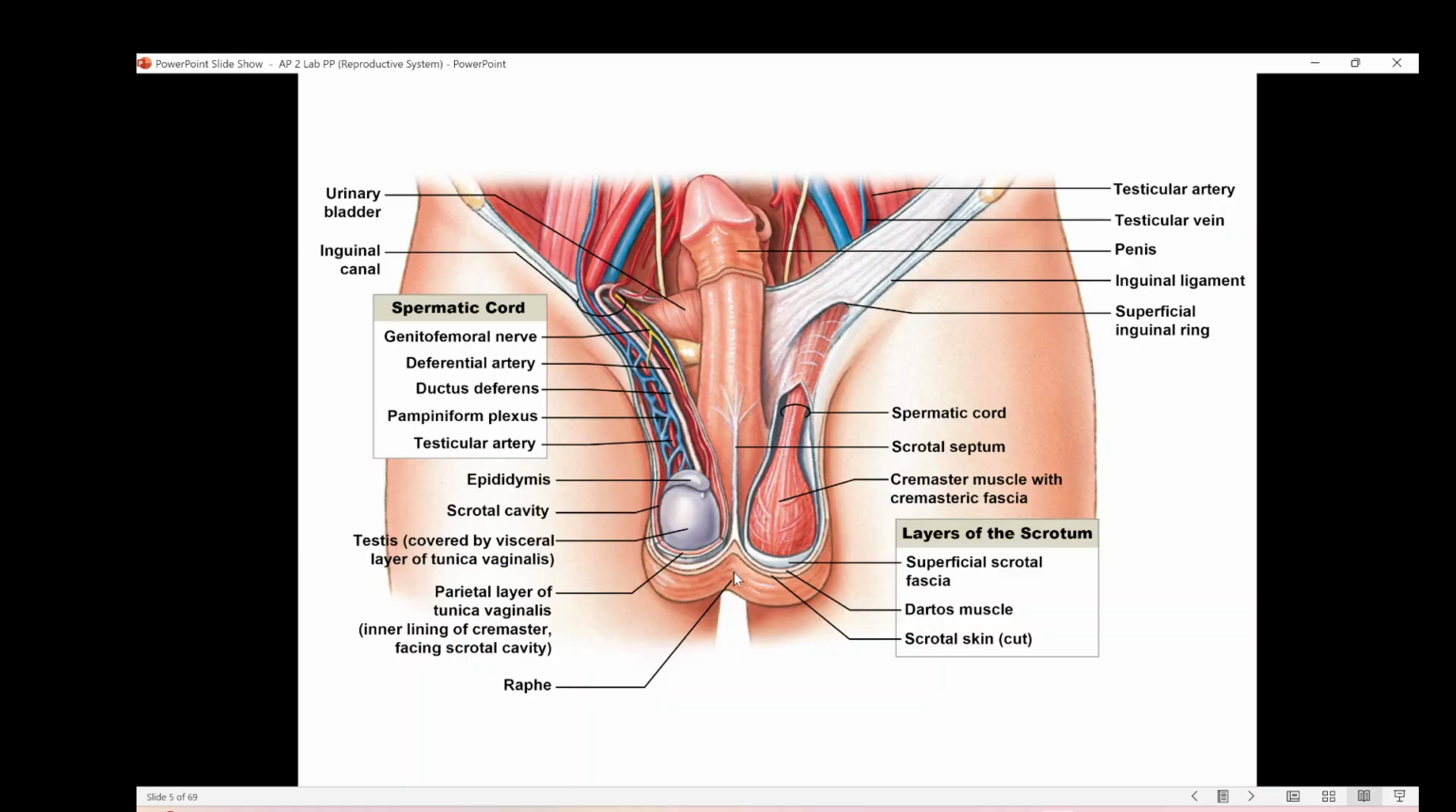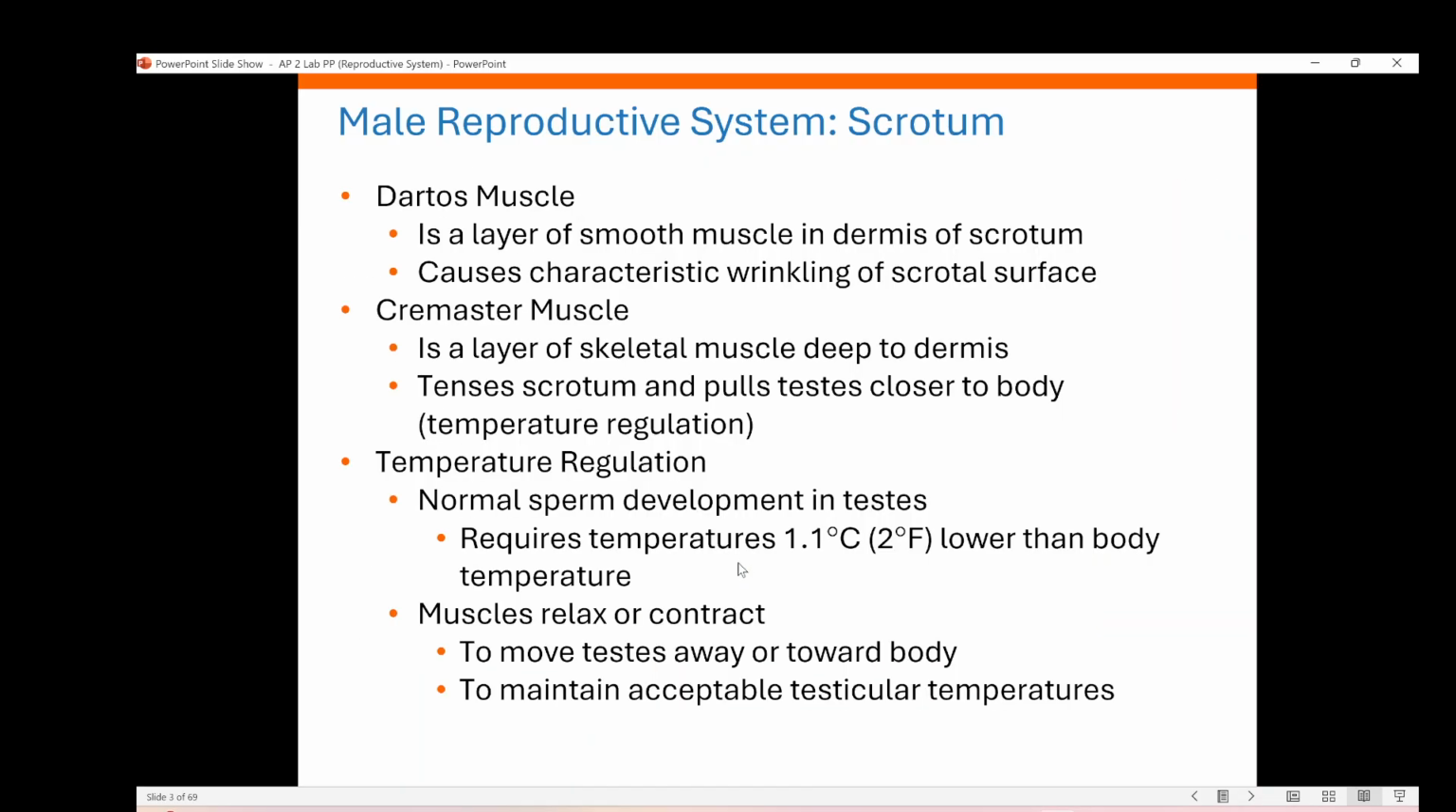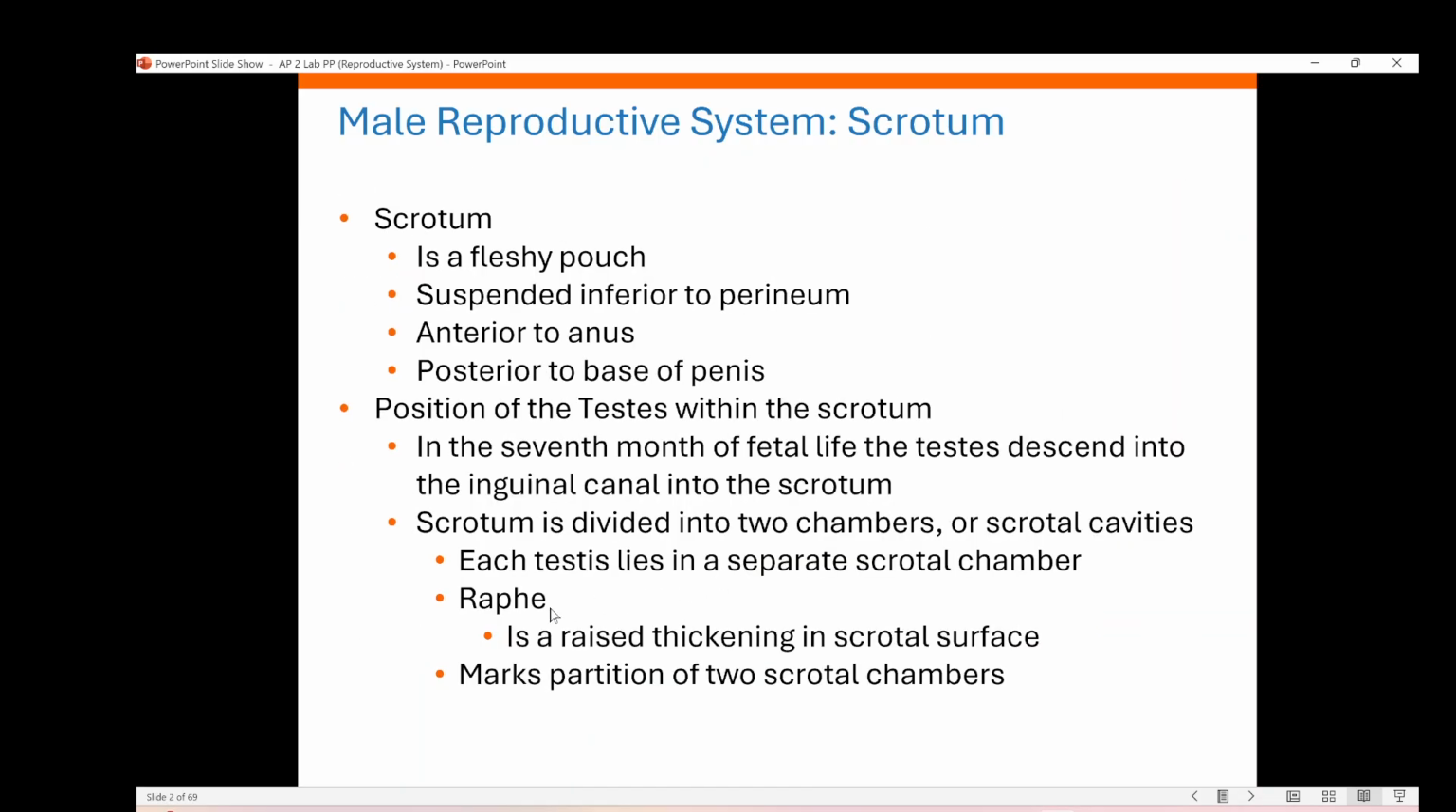It's like a little raised area. That is known as the raphe, and the raphe shows where the septum is, right? So if you looked on the outside here, there'd be like a seam right over here. It's kind of what it looks like to me. So the raphe is the raised thickening that we see in the scrotal surface, and it just tells us where the two scrotal chambers are located.